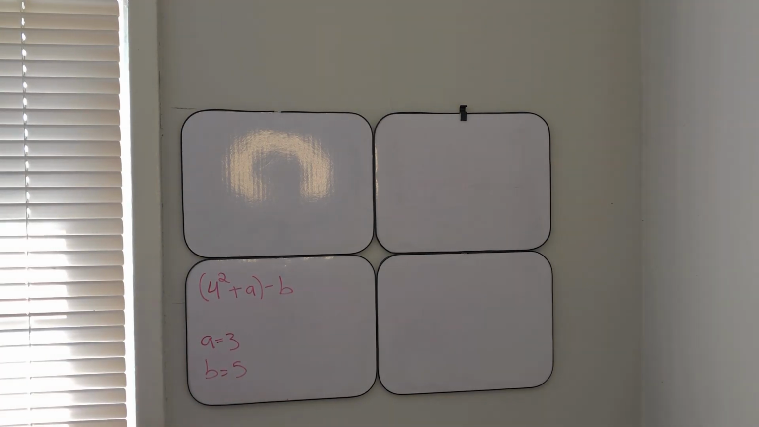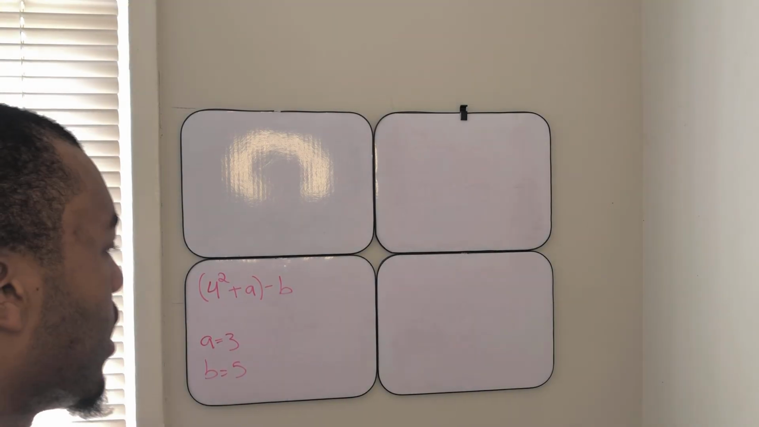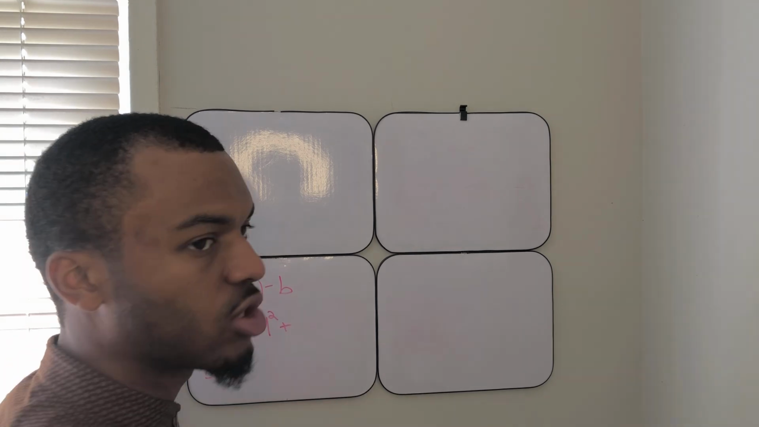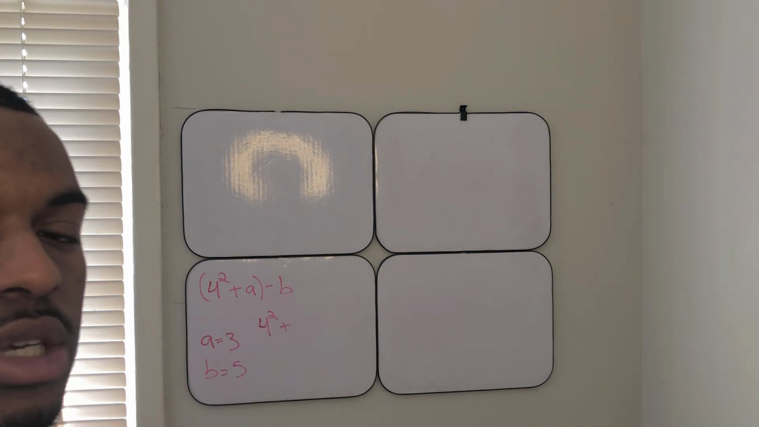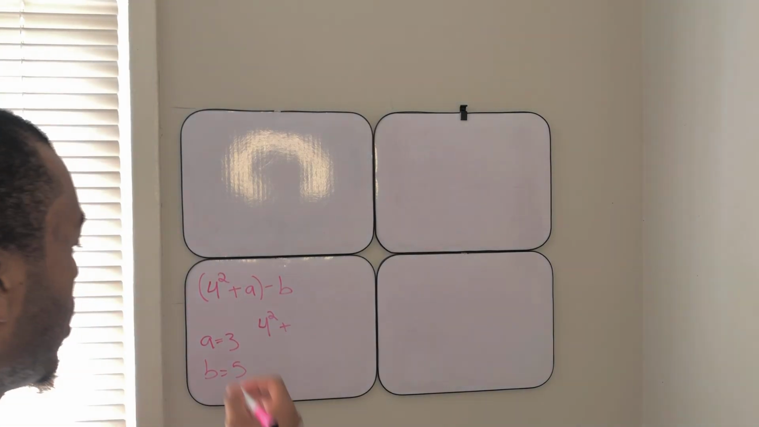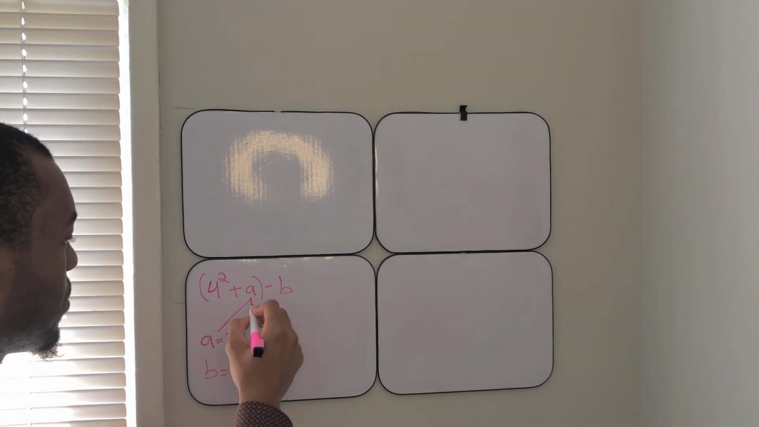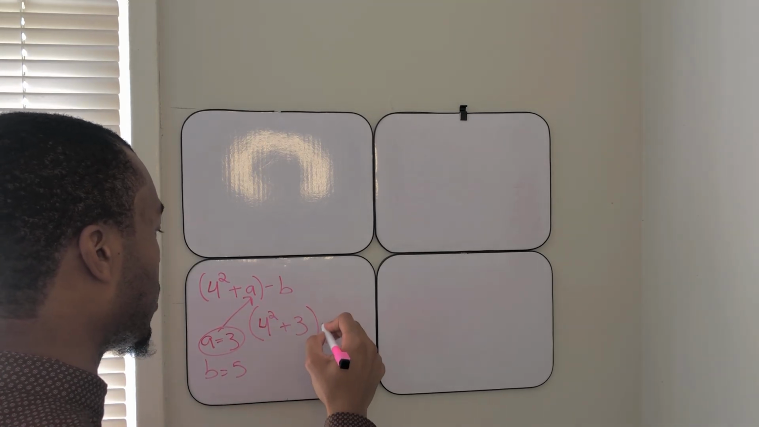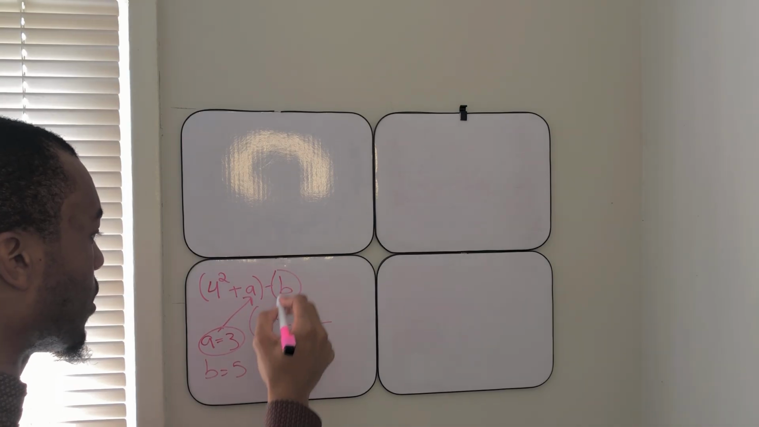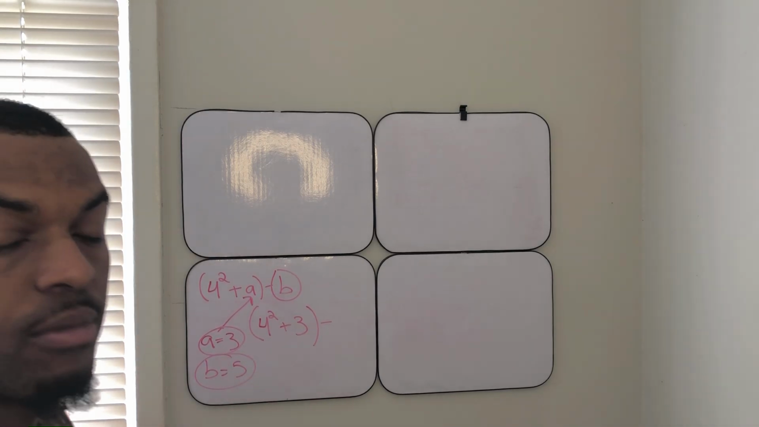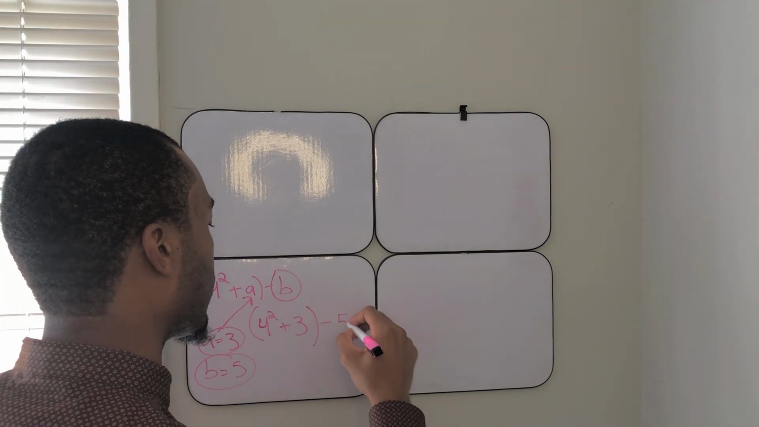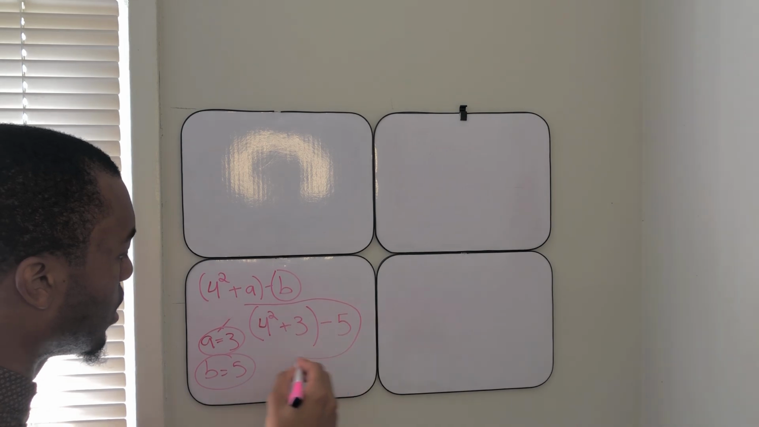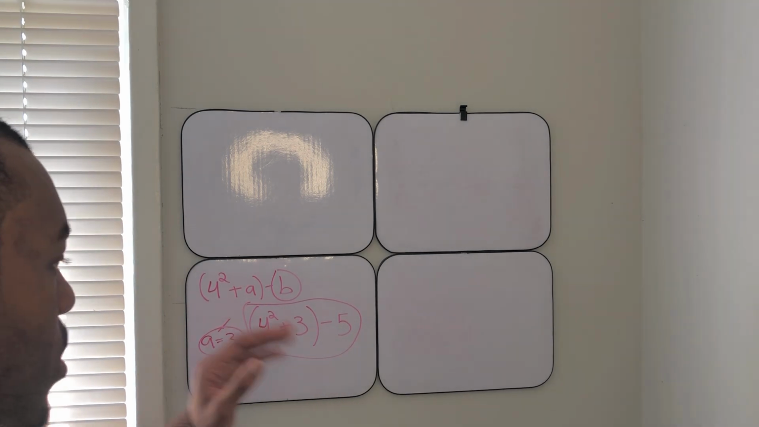So now we've got 4 squared plus a. Let's start with that first. We're not going to start calculating yet. The first thing we're going to do is plug in the numbers where they belong. We know that a is equal to 3, so we do 4 squared plus 3, and put that in parentheses. Then we're going to subtract b, and b, as we have been given, is equal to 5. So we just put the number 5 right there. This is what we get when we plug in the numbers.